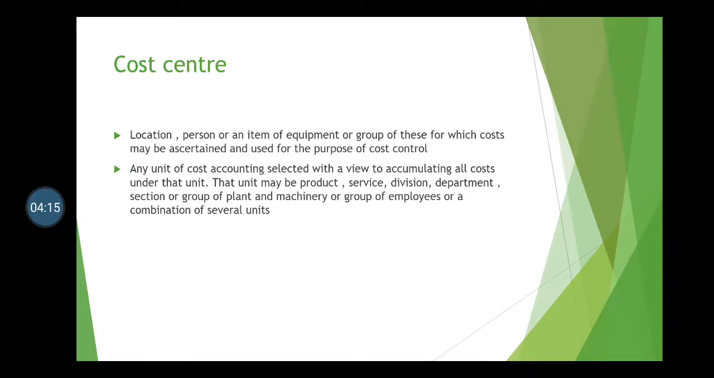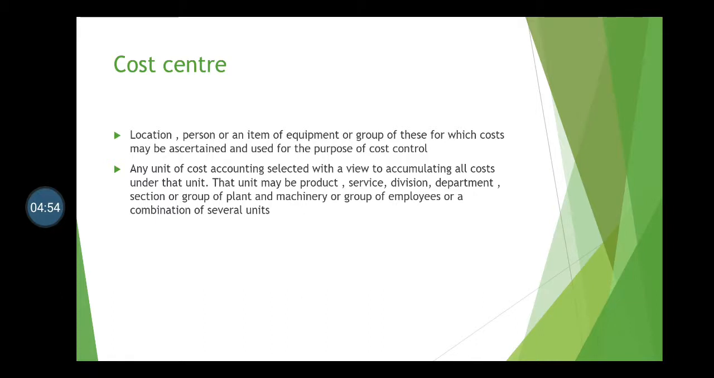Now we'll see the next term which is being used, that is called cost center. For the purpose of ascertaining the cost, the organization is divided into small parts or small sections. Each section is treated as a cost center. So what is a cost center? Cost center is a location, a person or an item of equipment or a group of these for which cost may be ascertained and used for the purpose of cost control. Now, what is this location? So, location may be a department or area. There are different departments, cost of each department.